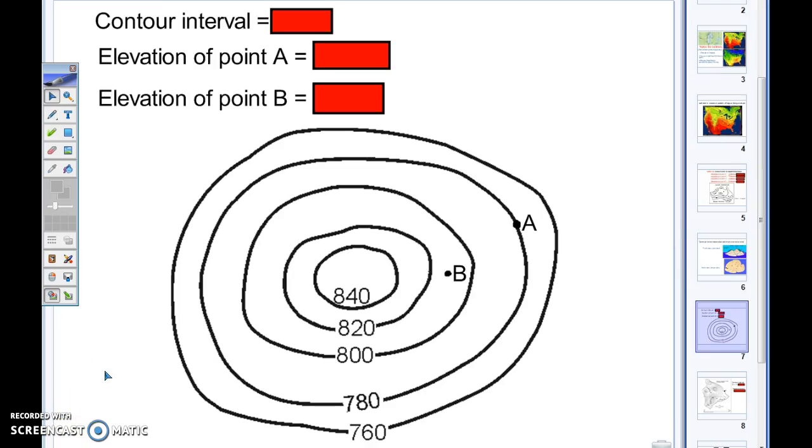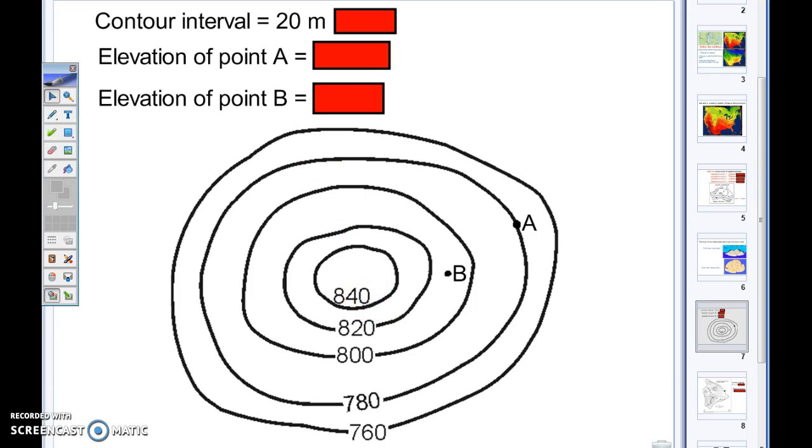Here's a pretty simple contour map. This is connecting points of equal elevation above sea level. You can see here that it starts at 760, goes up to 840. So let's start with determining our contour interval. What do you think the contour interval of this map is? We've determined that the contour interval is 20 meters, which means it's counting by 20. We have 760, 780, 800, 820, 840.